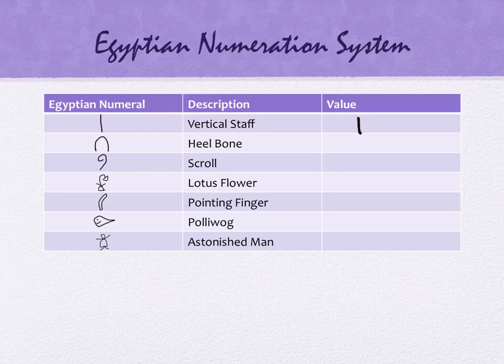So it looks like a 1. That's pretty straightforward. This upside down, it kind of looks like our intersection symbol, right? This upside down U is a heel bone. Can you imagine that sort of being the outline of your heel? It's a heel bone. And it has the value of 10. The next one looks almost like an incomplete 9 or something like that. It's actually called a scroll. And the scroll is worth 100.